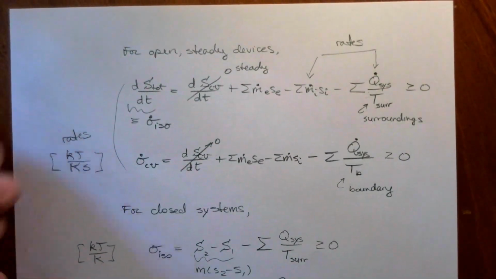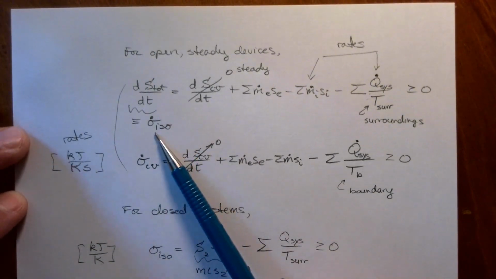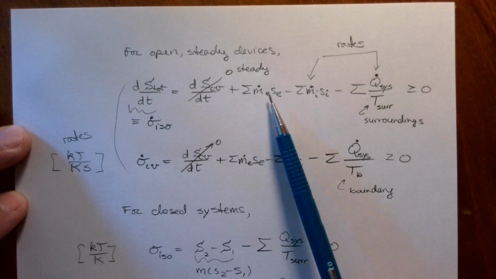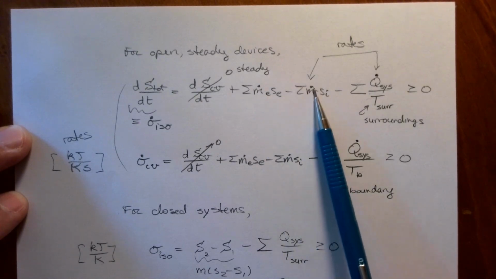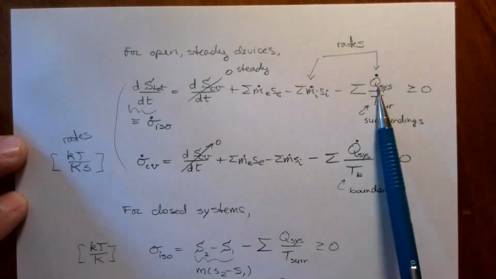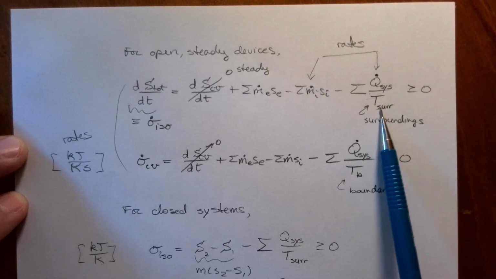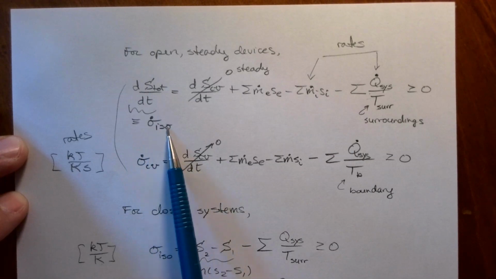Okay, so I'm just showing you these equations again. You might take time to pause and write these equations out. For open steady systems, sigma dot isolated is equal to, this term is going to be 0 if it's steady, the summation of m dot exiting S exit at the exits. So you have to consider the sum of all the exits and the associated mass flow rate. Same thing at the inlets, it's minus that at the inlets, minus the summation of Q dot system divided by the temperature of the surroundings. So that surroundings temperature connects with the delta S isolated, or the total entropy generation rate.